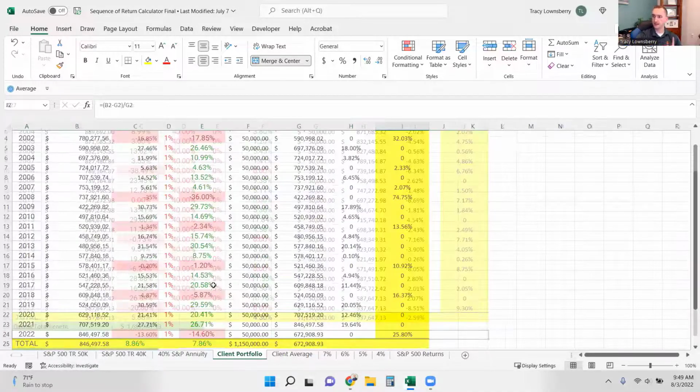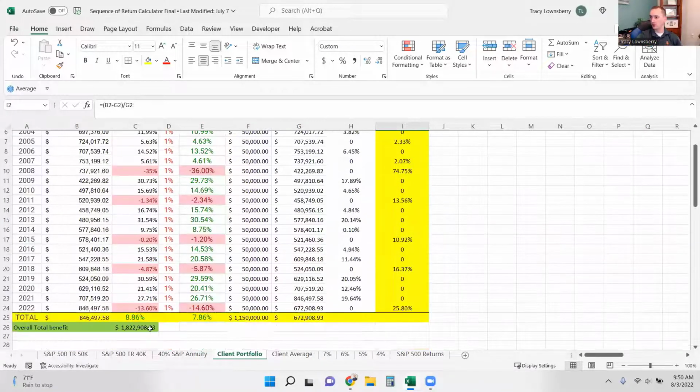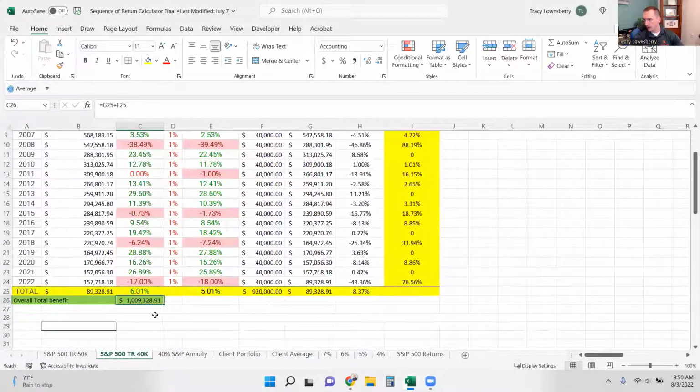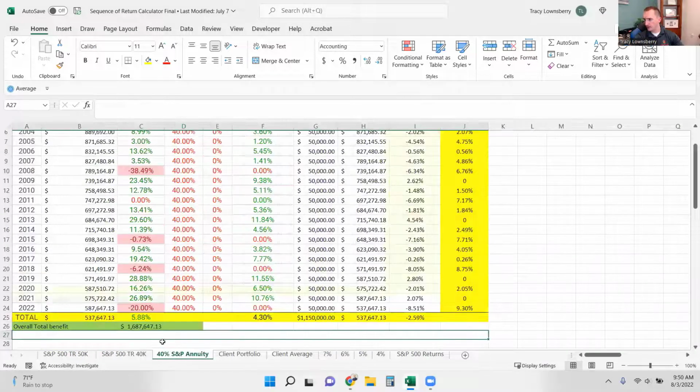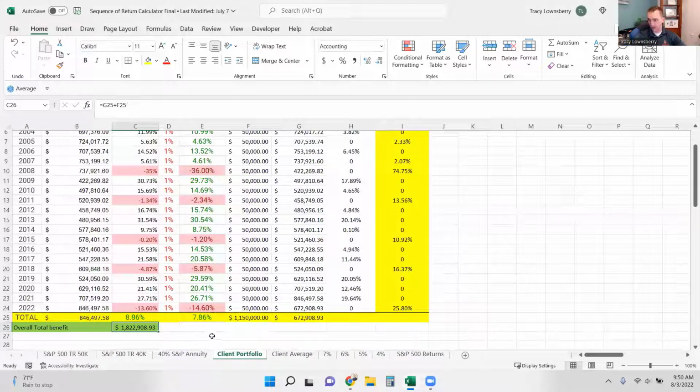But then this is the client portfolio that I was talking about. This is a real portfolio. This was their return. So this one averaged 8.86%. So it blew the S&P out of the water. Actually, this is a pretty good return over that 22-year period. Okay. Minus a fee, you're at 7.86. So in this portfolio, you're at 1.8 million. So let's see. You're still beating that 40% participation in an annuity. Okay, so this portfolio, as of right now, is top dog.